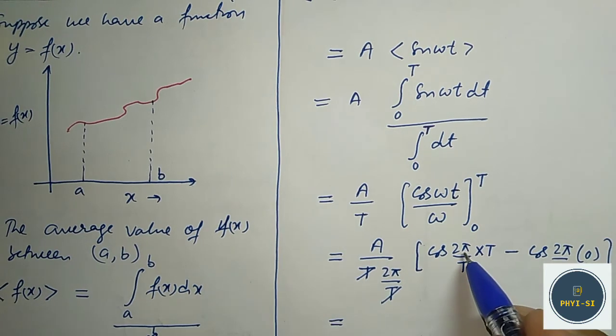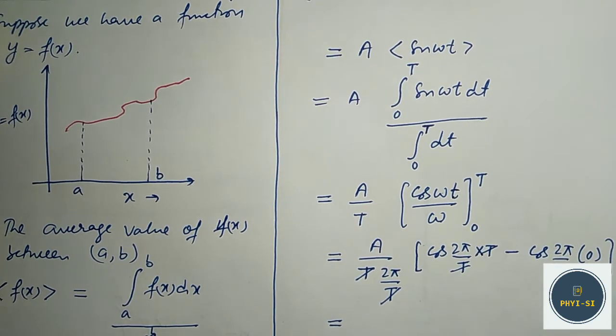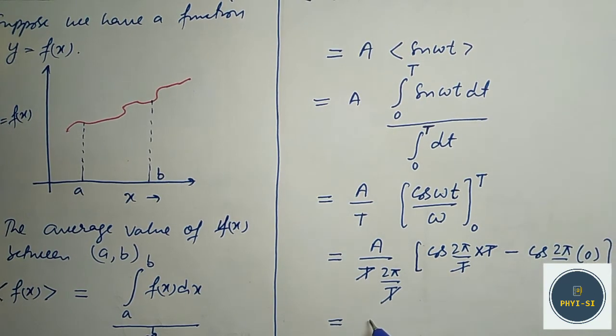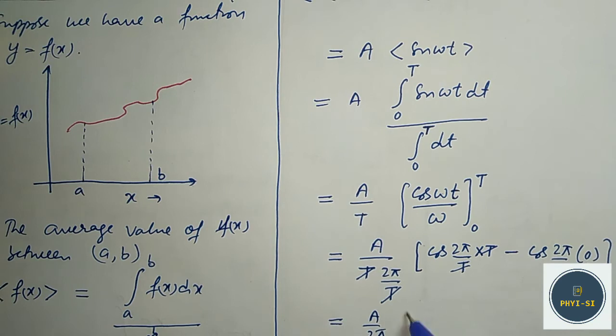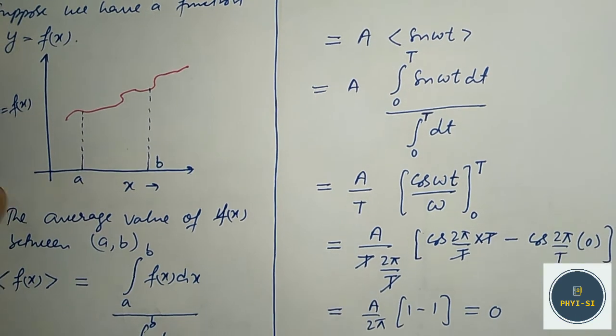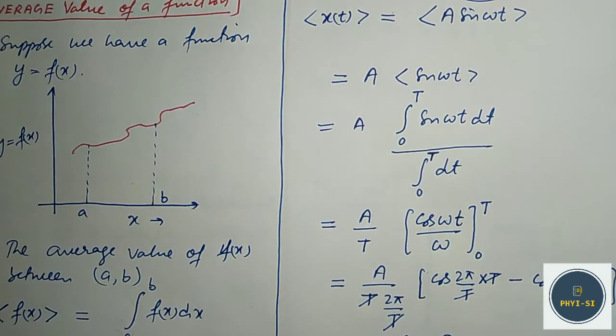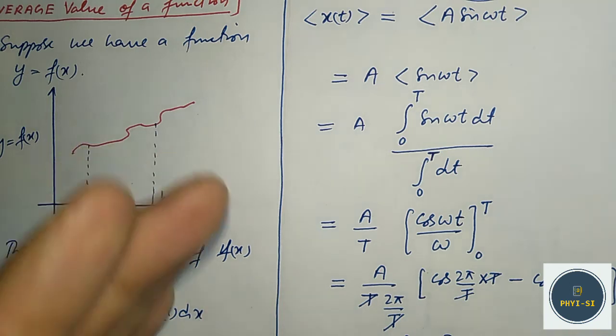We know that cos 2 pi is 1 and cos 0 is also 1, so I can write a upon 2 pi into 1 minus 1, and this is 0. So we can see the average value of the displacement comes out to be 0. Why? If we see this problem mathematically, we can say that the average value of the sine function is 0 over one time period.